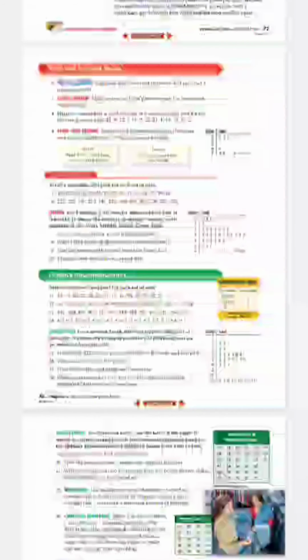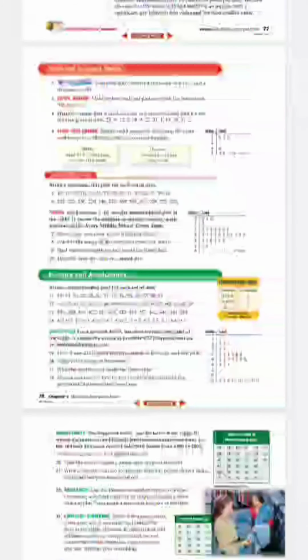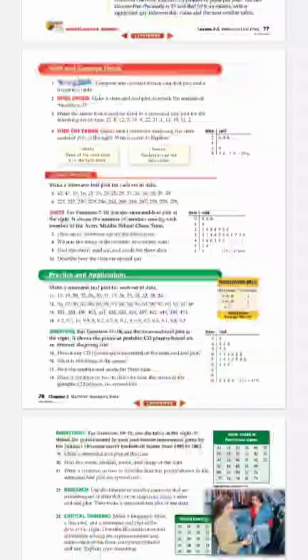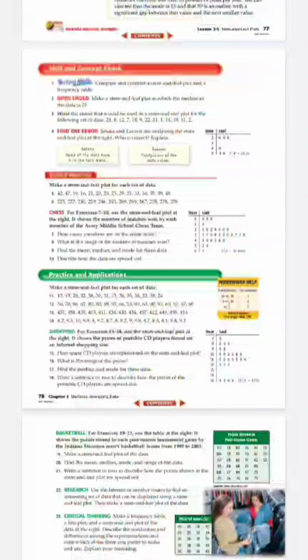225, 227, 230, 229, 246, 243, 269, 269, 267, 278, 278, 278.